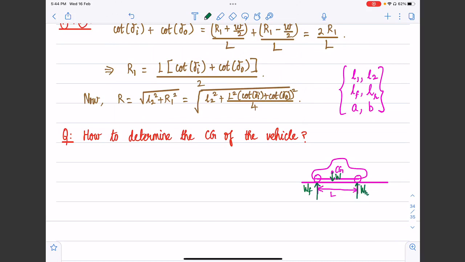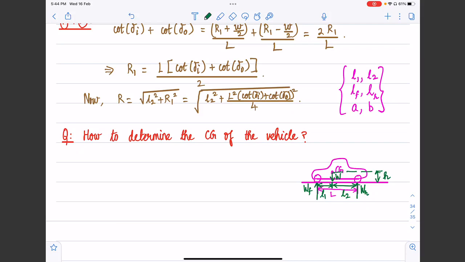This distance between the front wheel center and the CG is L1. This distance between the rear wheel center and the CG is L2. These are things which we already know. And the vertical distance from the ground to the location of the CG is the CG height H. So suppose, how can one get L1 and L2? Suppose I have this vehicle parked on a flat surface, right?